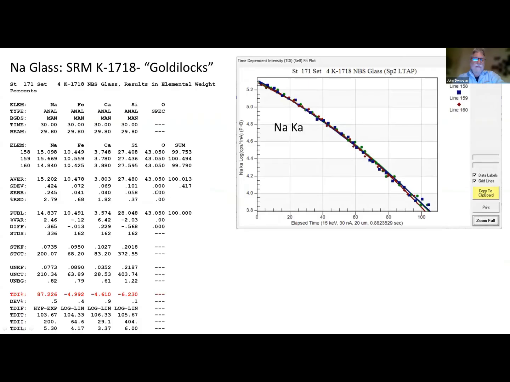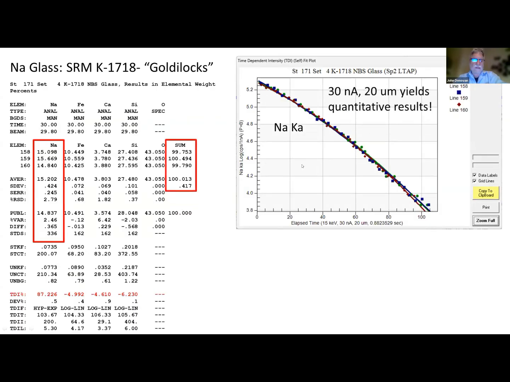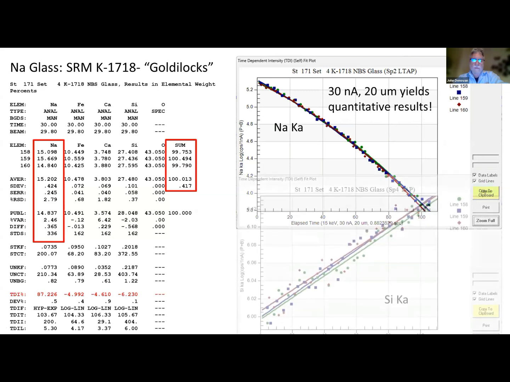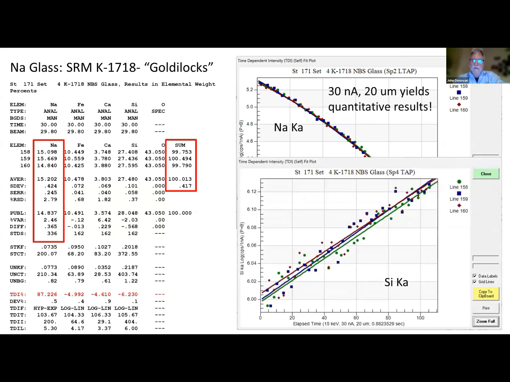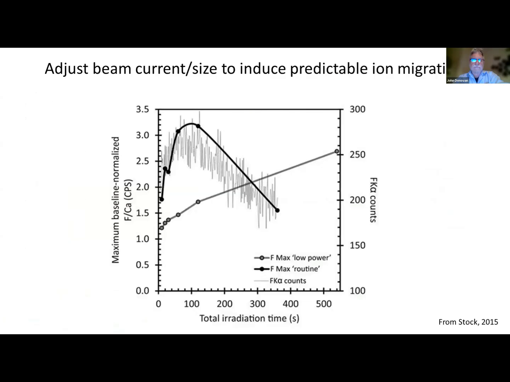So here is an example of an even more sensitive beam glass with about 14% sodium in it by weight. And you can see we're getting a TDI correction here of about 90%, which is still a lot, but you can see from the extrapolation here that we're doing pretty well. We're getting close to 100% total. And in this case, the silicon, we're able to extrapolate quite nicely. And you can see that we're getting decent results.